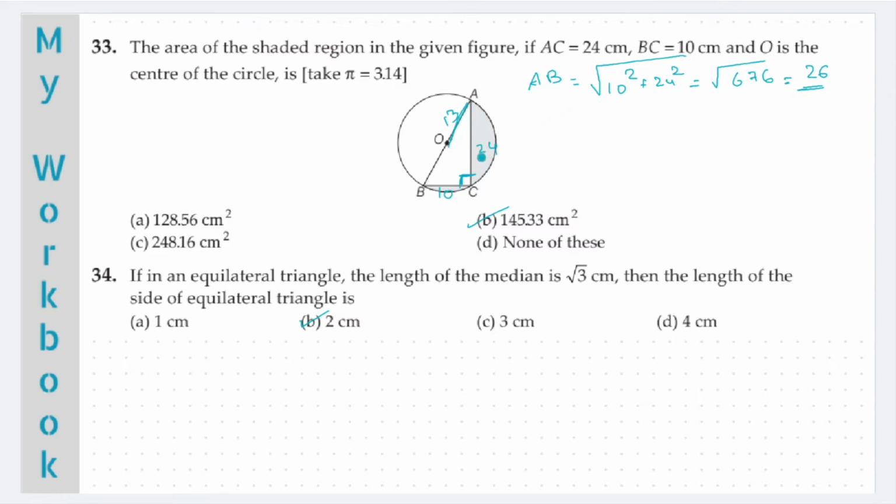So we need to find the area of the shaded region. Shaded region is nothing but semicircle's area minus the triangle.